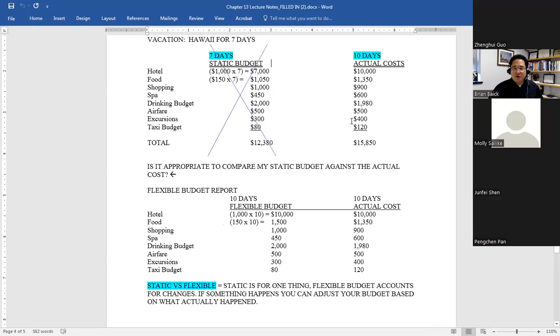And what I do to make the comparison more reasonable is I take the static budget and I change it, right? I make it flexible and I update it to figure out, well, okay, you actually went on vacation for 10 days. How much is a 10-day vacation supposed to cost? We make a flexible budget. Then you can compare what actually happened on a 10-day vacation to what you think is going to happen on a 10-day vacation. Okay, good. All right, any questions on that?